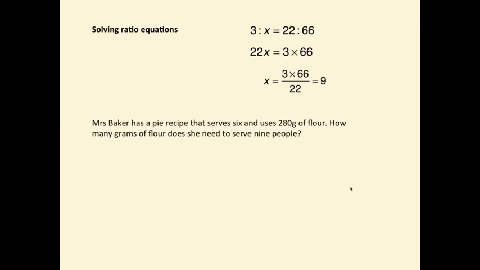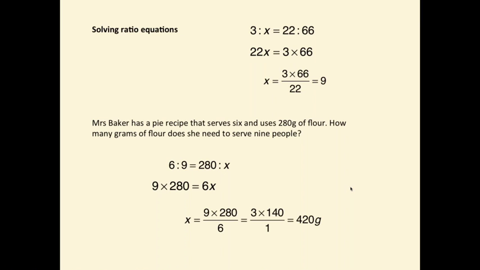For example, Mrs. Baker has a pie recipe that serves 6 and uses 280 grams of flour. How many grams of flour does she need to serve 9 people? So that's a typical problem for 11 or 12-year-olds in proportion. We can set down the ratio like this. 6 people is to 9 people, as 280 grams is to x. That's nice and clear. And then we can use the formula. 9 times 280 is 6 times x. And then solving that gives 420 grams.